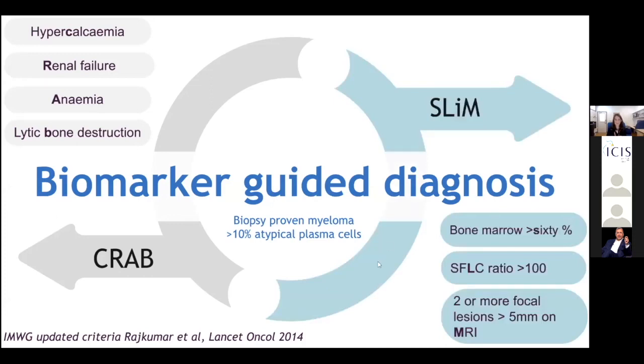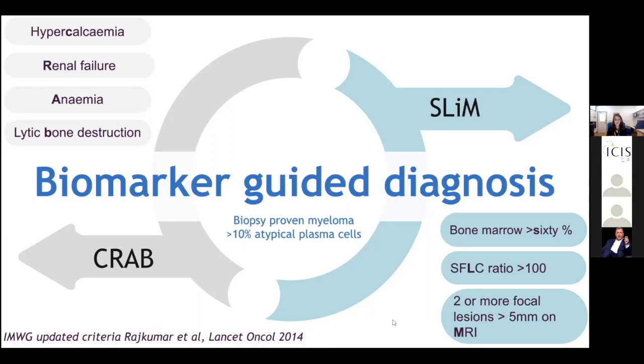So the way that these work is if you have biopsy-proven myeloma, so more than 10% atypical plasma cells, and one of the SLIM criteria, we can diagnose a patient with myeloma that needs treatment. And so the SLIM criteria are the presence of more than 60% plasma cells in the bone marrow, or a serum-free light chain ratio greater than 100, and more pertinent to us today, the presence of 2 or more focal lesions greater than 5 millimeters on MRI. So we can diagnose myeloma with a positive MRI, and we don't have to wait for bone destruction anymore.